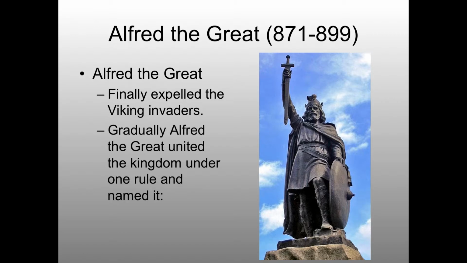Gradually, Alfred the Great united the kingdoms under one rule and named it England. You got it, land of the Angles. The Angles and the Saxons, the Anglo-Saxons, are going to be a Germanic people that are going to be freed from the Danish onslaught, the Danish raids, and Alfred the Great is going to unite them together into one group known as the English.